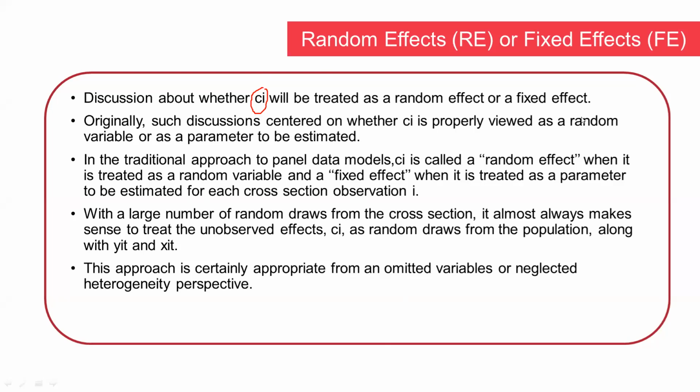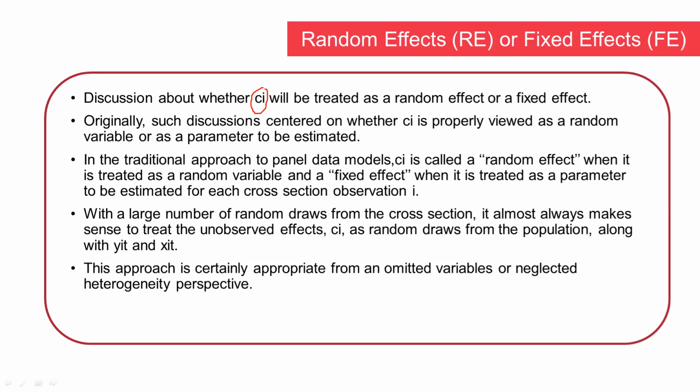In the traditional approach, in the panel data model, we assume CI is a random variable. Therefore, it doesn't systematically affect the dependent variables. So then we treat it as random effect. But if it is not random, if it is a parameter CI to be estimated, then we consider it as fixed effect. So that is the difference in the traditional approach.